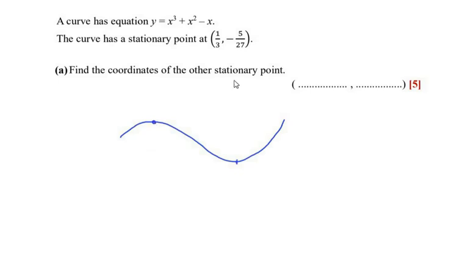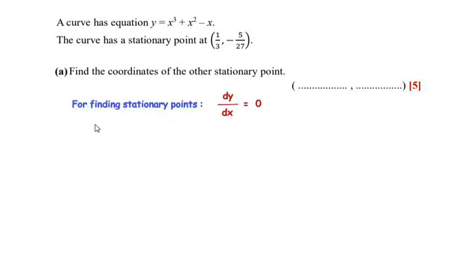To find the stationary points, we always differentiate the equation of the given curve y with respect to x, and we equate it equal to 0. So here we have written, for finding the stationary points, we take dy/dx is equal to 0. Also remember that dy/dx represents the gradient of the given curve. So let us start with the differentiation of y.